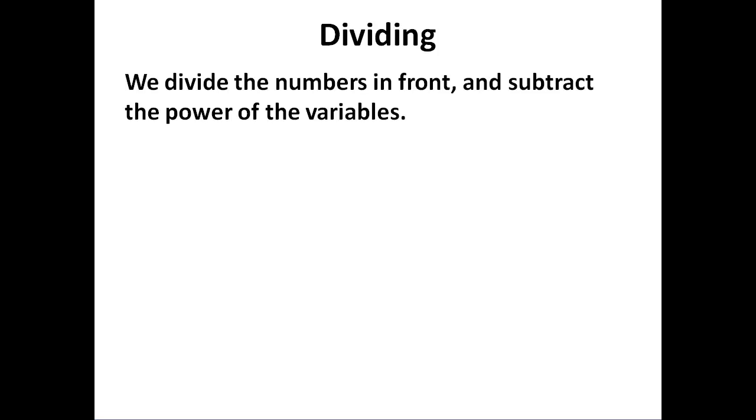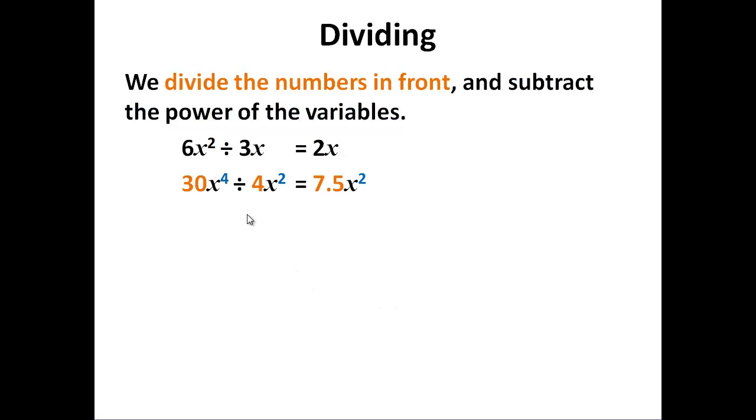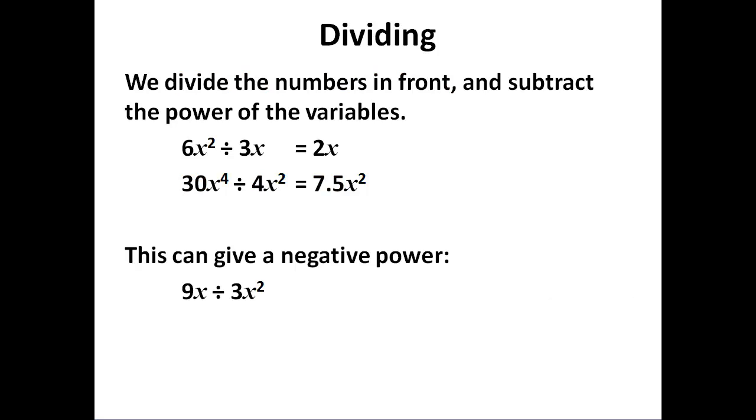Dividing is the opposite. Divide the numbers and subtract the powers of the variables. So in this case 6 divided by 3 is 2. We have 2 x's and take away 1, we're left with 1. 30 divided by 4 is 7.5, we had 4, divide out to 2, we're left with 2. And that can give a negative power. 9 divided by 3 is 3, 1x, take away 2, leaves us minus 1. In this case, 30 divided by 4 is 7.5, the x has nothing taken away, and the y is taken away from no y's, so we have minus 2.